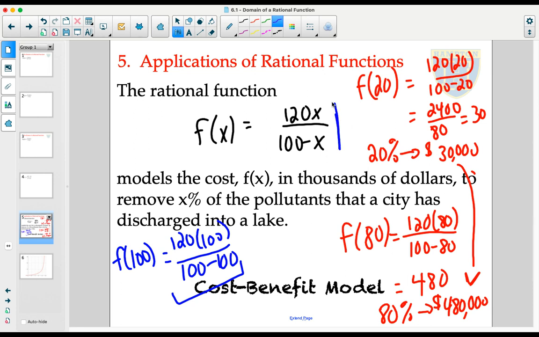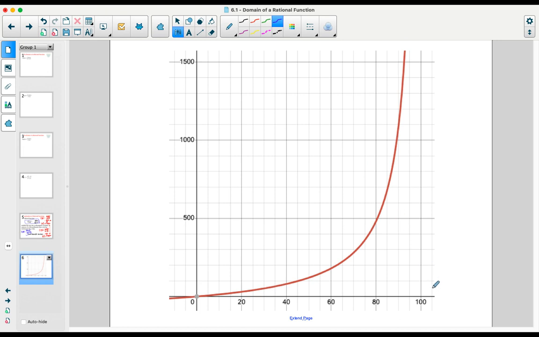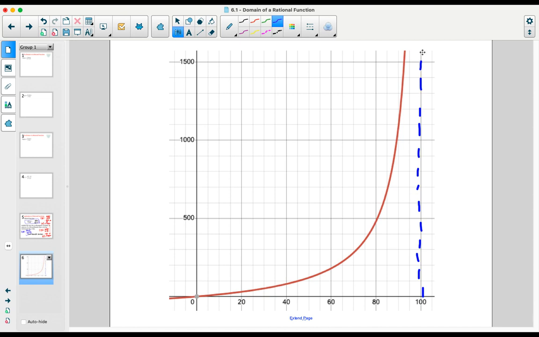If I just gave you this function and you looked at it, it's fairly obvious that 100 is not in its domain. So how does that show up when you're actually considering it against the pollutants and the cost and the city and the changes they would like to make? Well, if you look at our graph, it's fairly clear that this graph is never going to touch this vertical line at 100. We're going to see continued increases in the cost, and we're going to see it never actually reach this line.